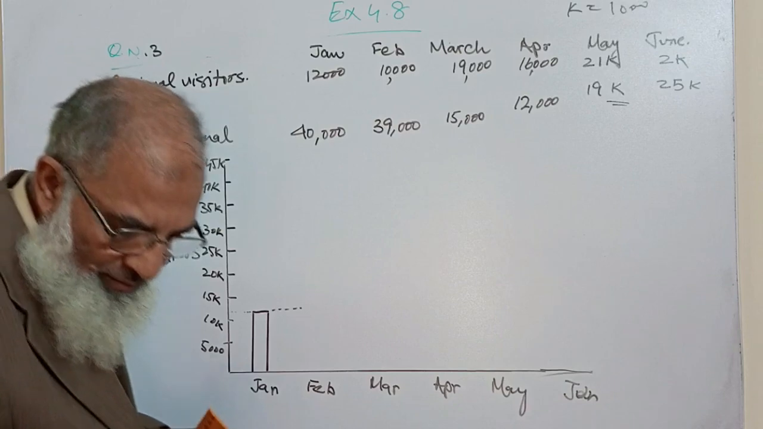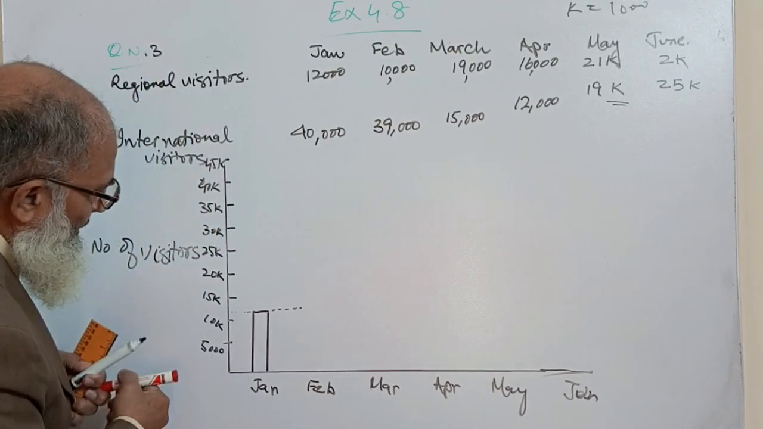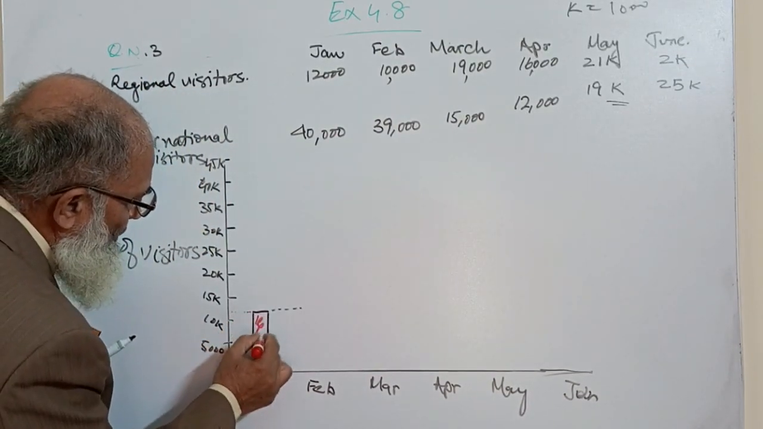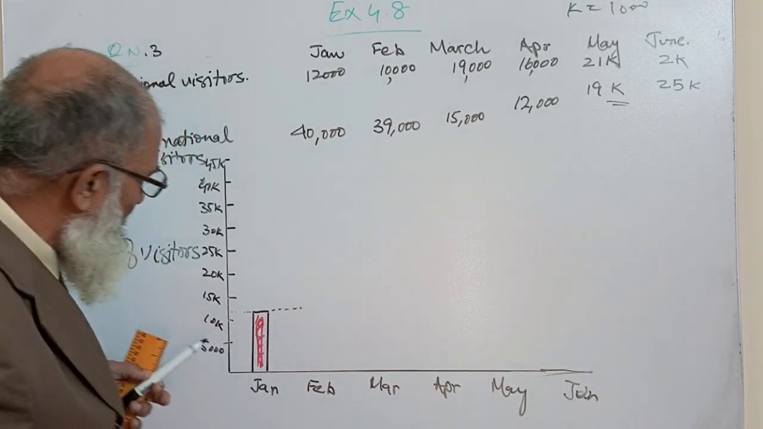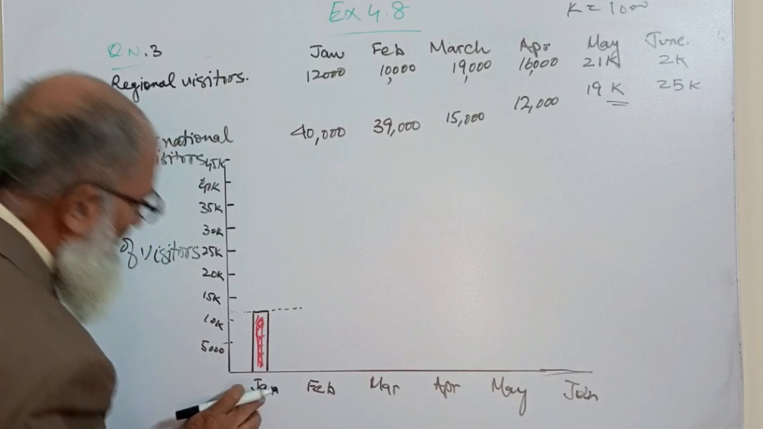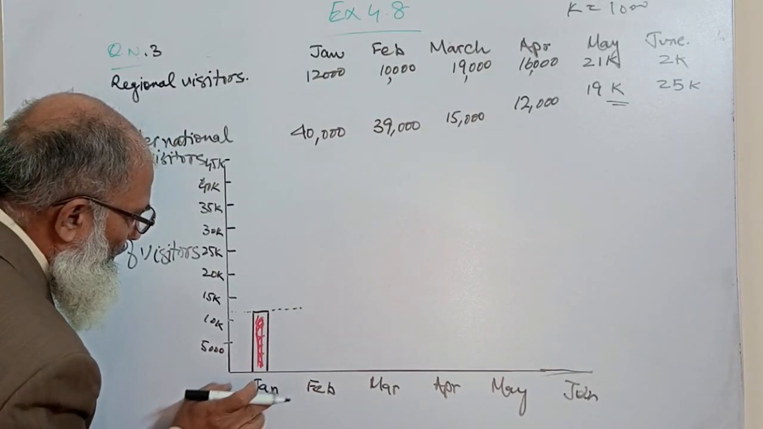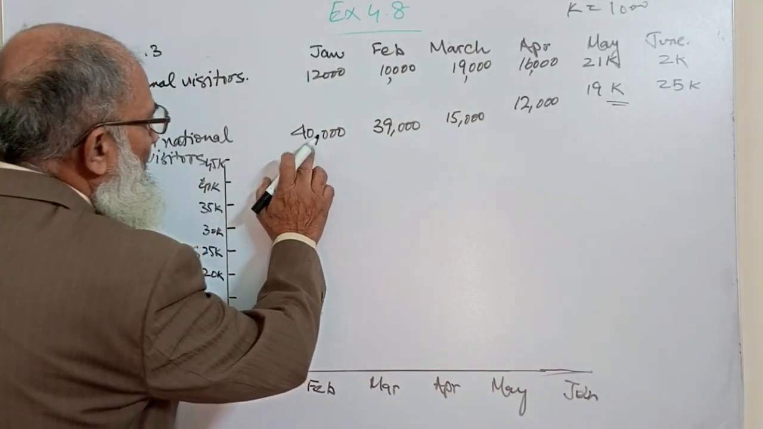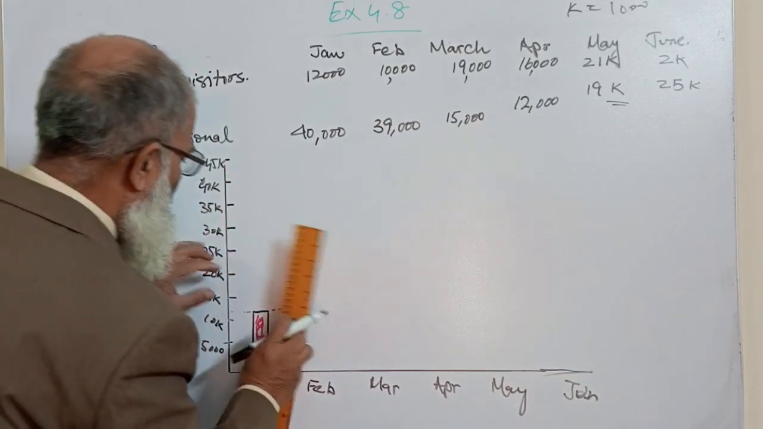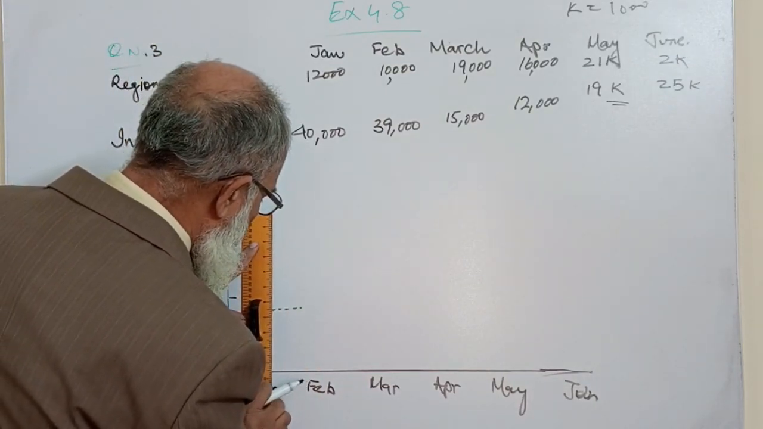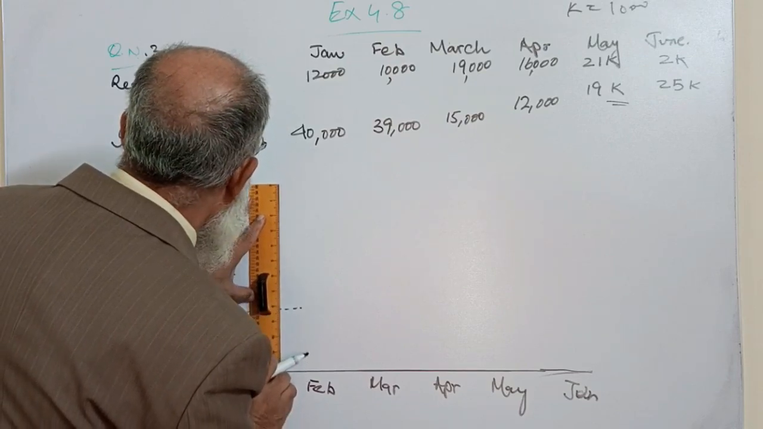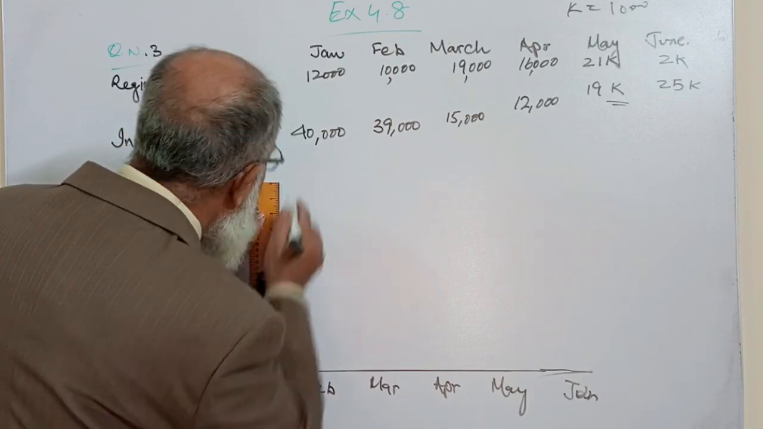Now these are the regional. You can color it at your choice. Okay. Now these are the regional visitors, and for the same month, the international visitors were 40K. It will come like this.